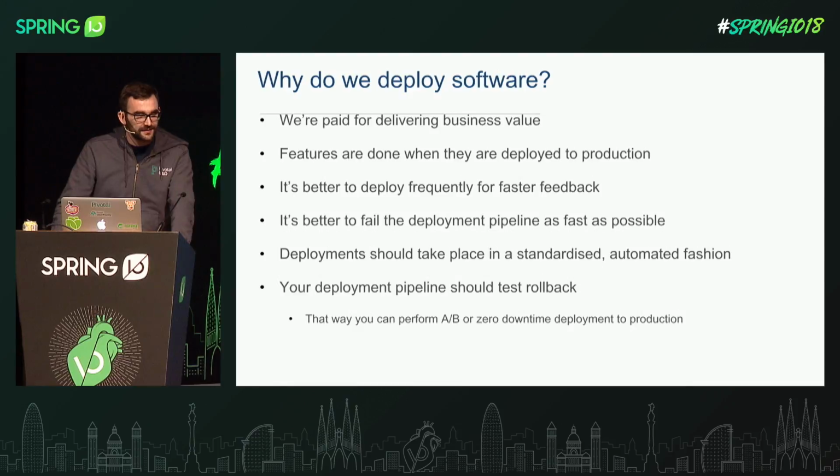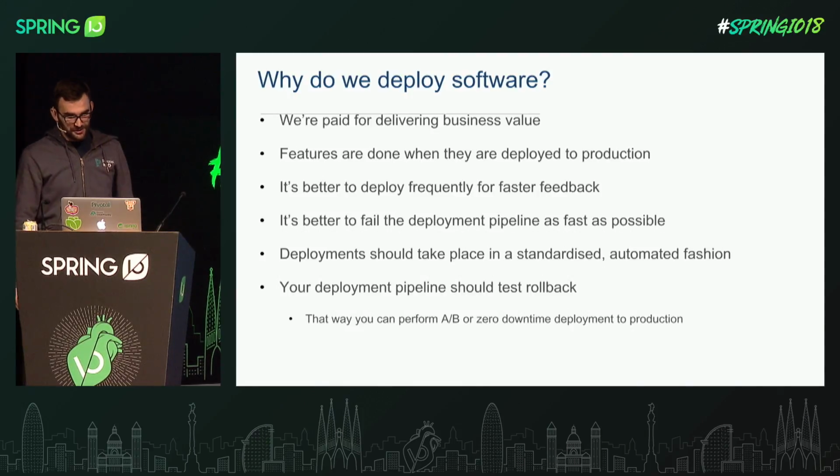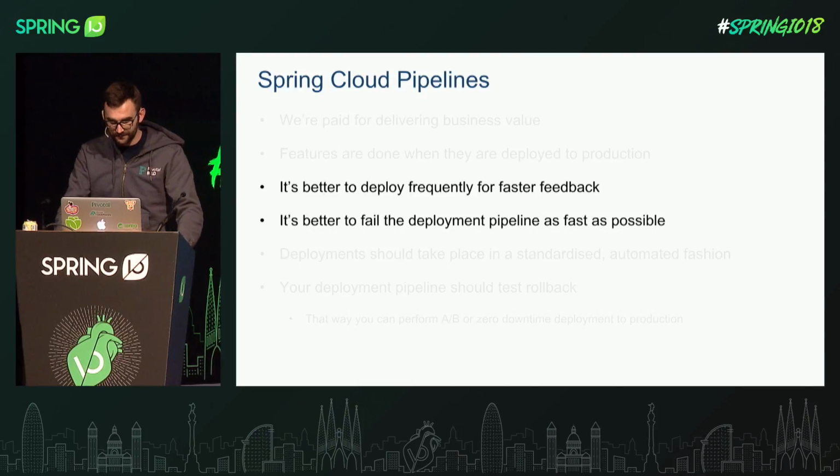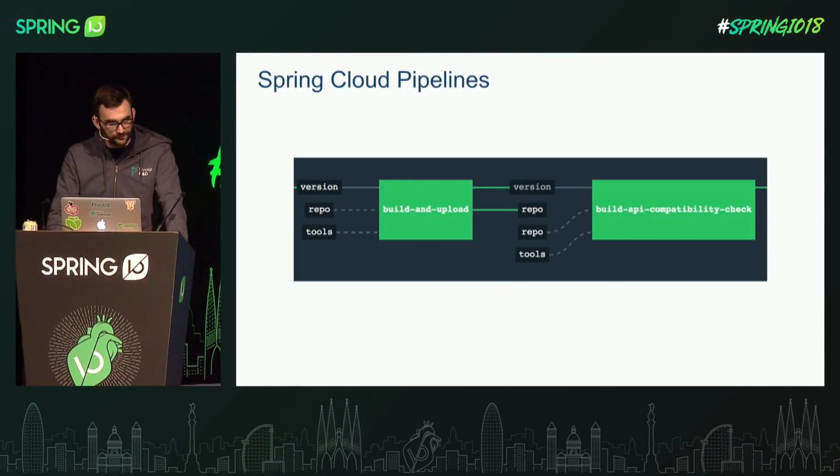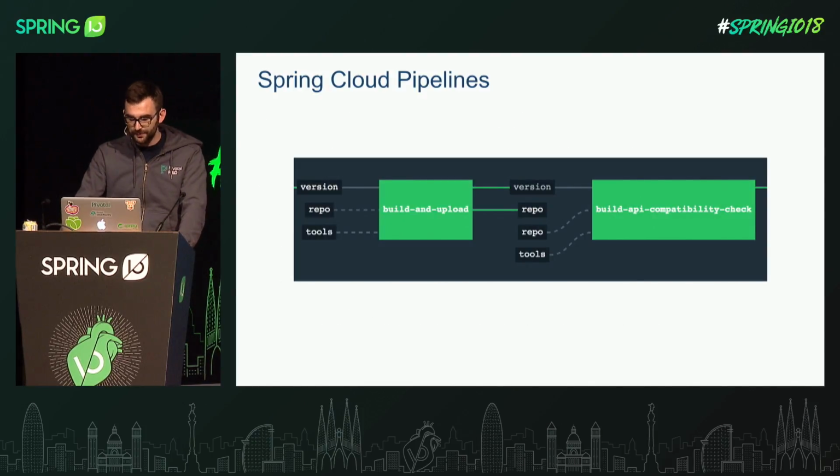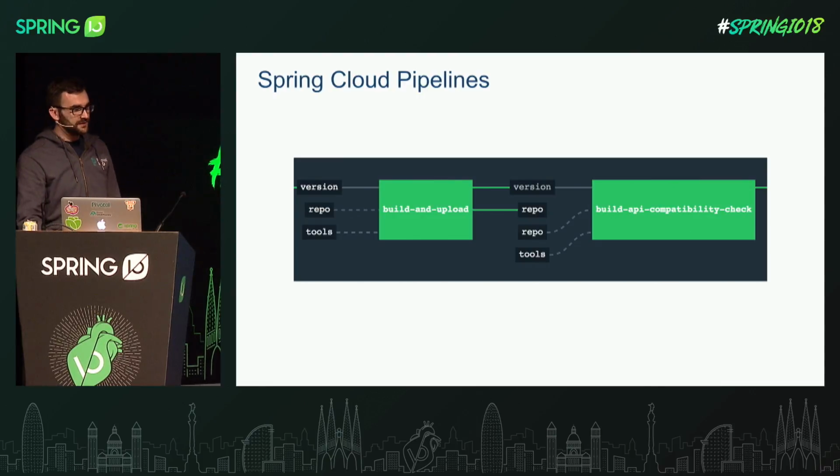If we can roll back, it means that actually we can do zero downtime deployment because we can have 2 apps running at the same time, the old and the new version, right? So this is what we want to achieve, and let's focus on failing fast. So I zoom in to our pipeline. We have build and upload and build API compatibility check, 2 steps.